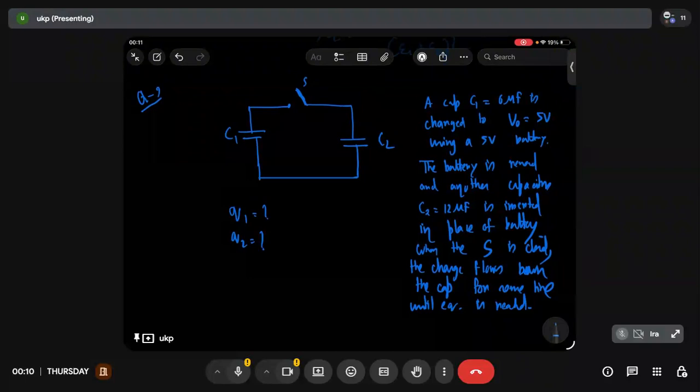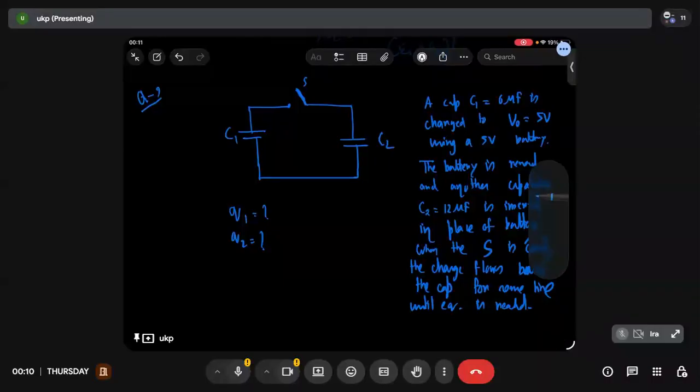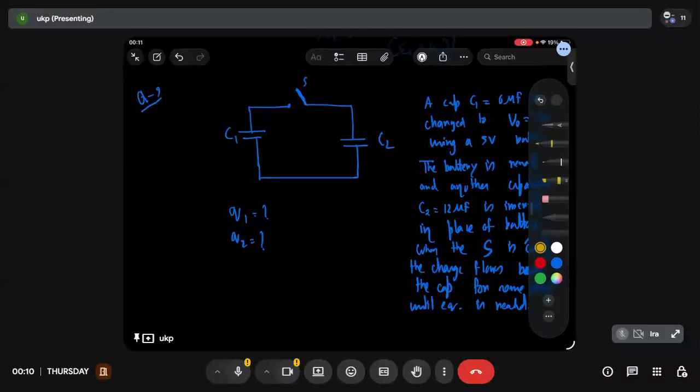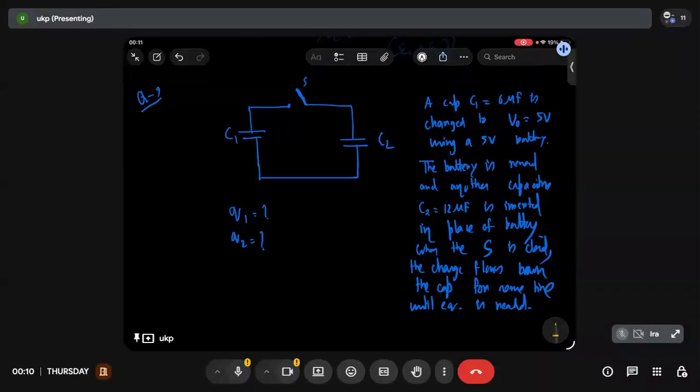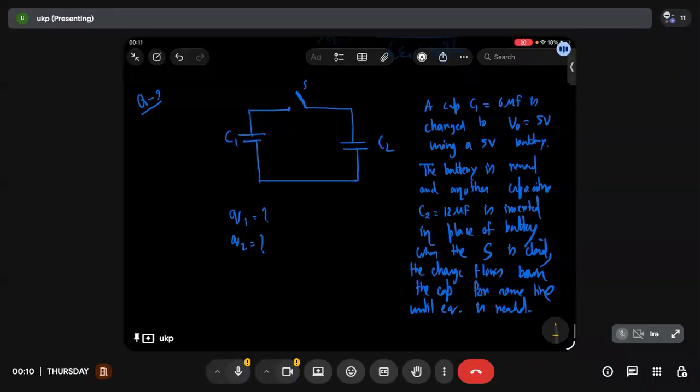Q1 is 10 microcoulomb, but Q2 is 20 microcoulomb. Guys, can we do it directly? This problem is basically a cakewalk problem. I'm just doing it directly, okay? Not writing all the steps.